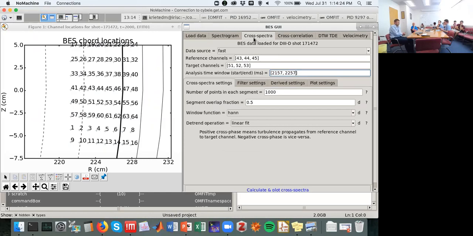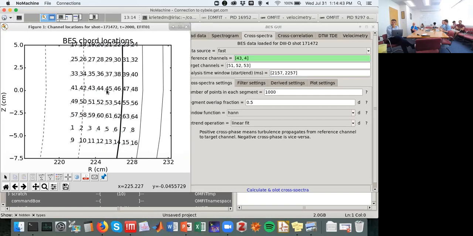Cross spectra basically measure the portion of the spectrum and the signal that's similar between two channels. A common trick we use for BES, and I think many turbulence diagnostics use this, is that you look at cross spectra between two channels that are adjacent to each other in the plasma. For example, I picked channels 45 and 53. These channels are only 1 centimeter apart from each other, so they're sampling very similar turbulence.